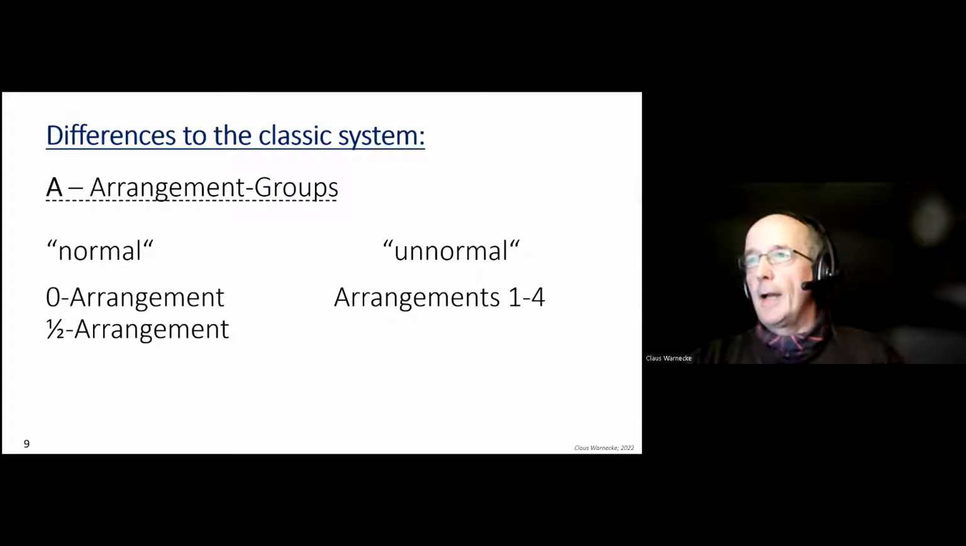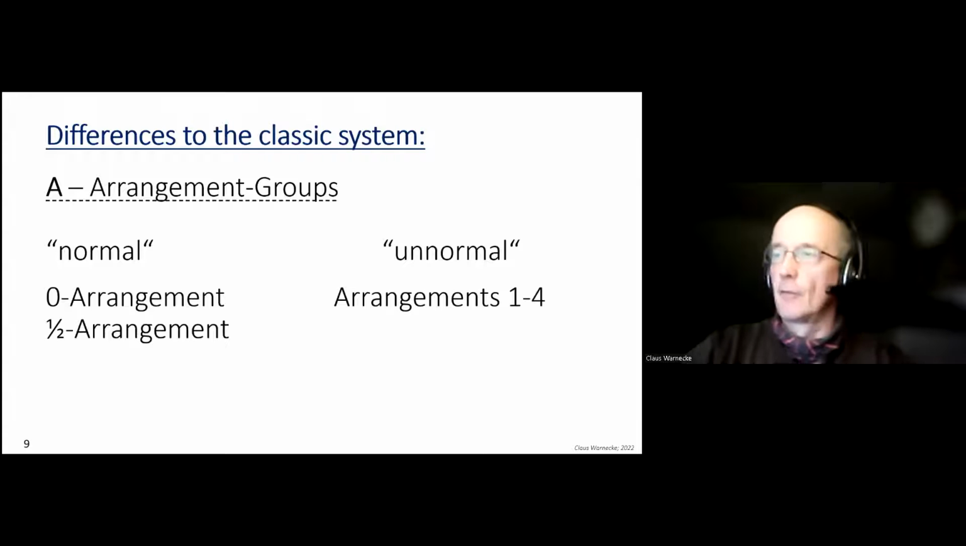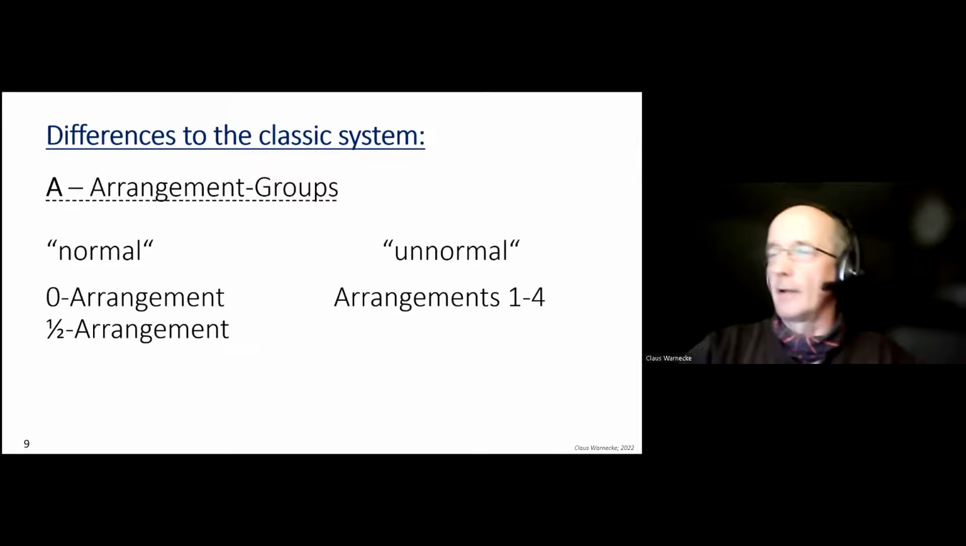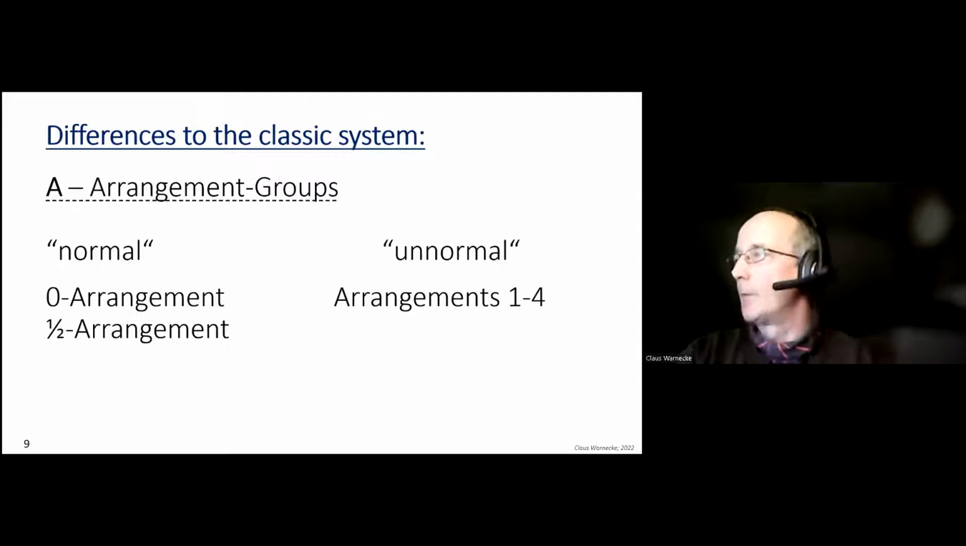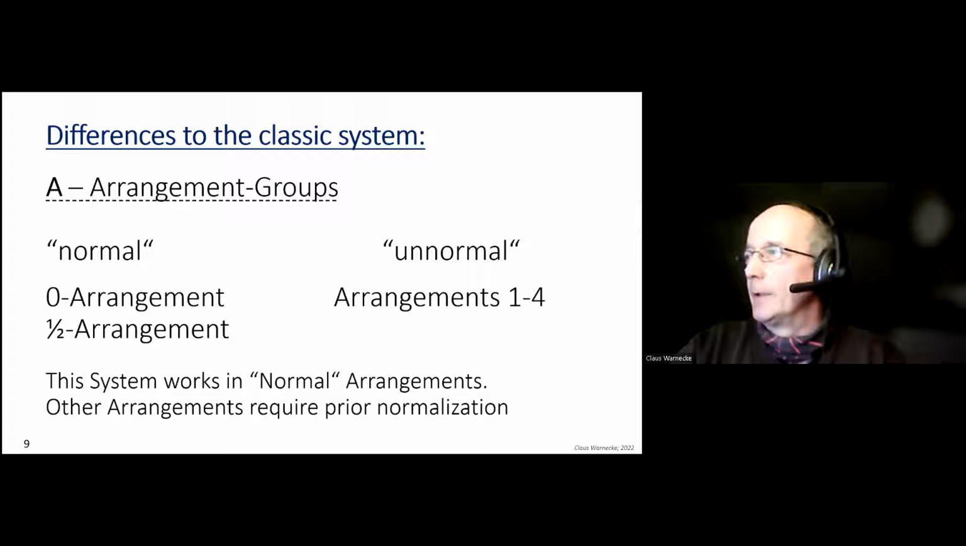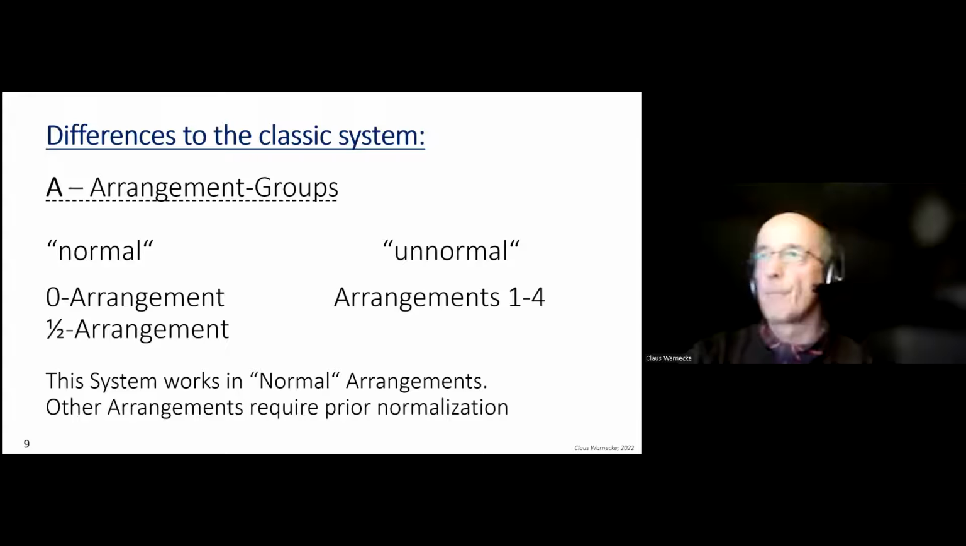I put arrangements in groups. I call it normal for zero arrangement or half arrangement, because that's where my system works very well. And abnormal, or mostly I call it crazy arrangements, are the numbers 1 to 4. If we have a crazy arrangement, you have to normalize to zero or half arrangement, and the system will work.